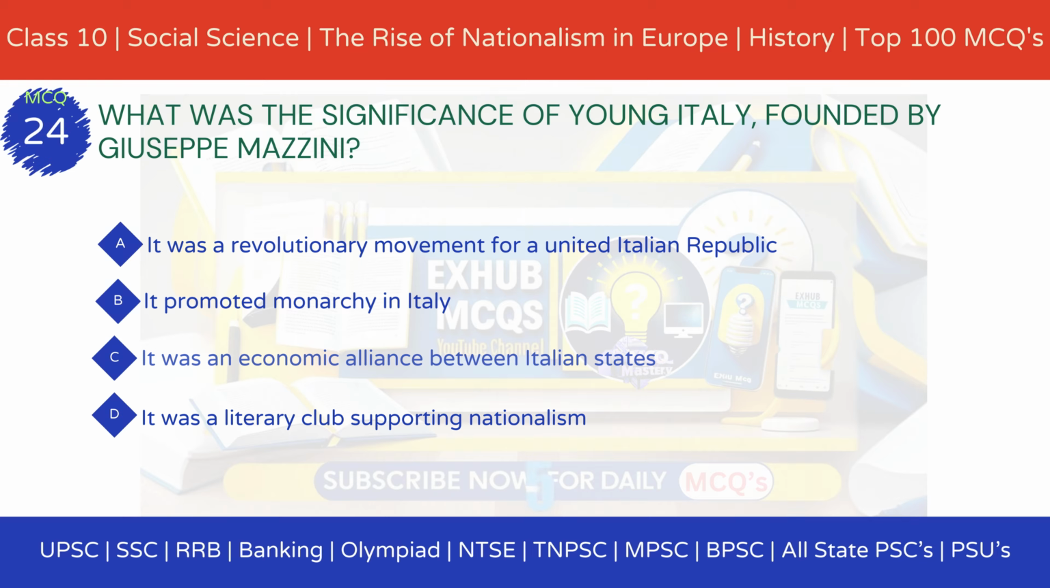MCQ 27. What was the last region to join unified Italy in 1870? Option A, Naples. Option B, Sicily. Option C, Rome. Option D, Venice.